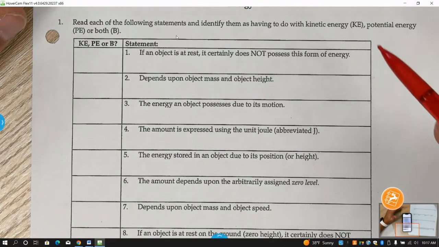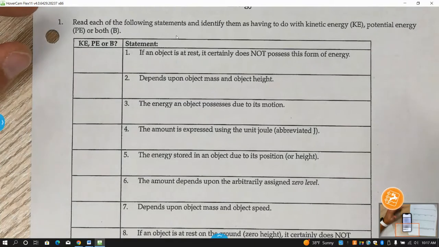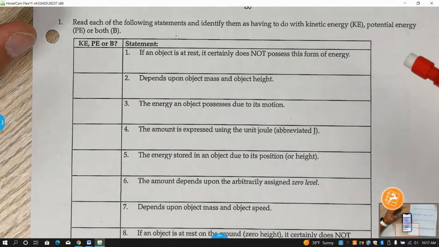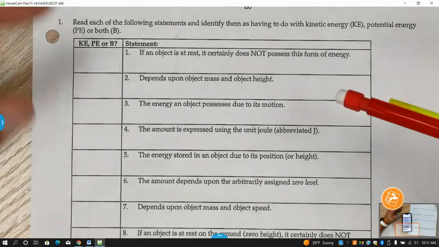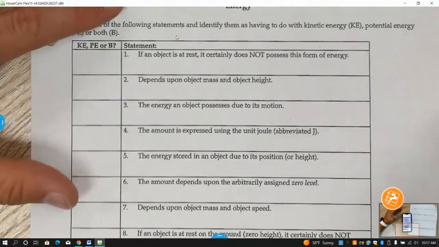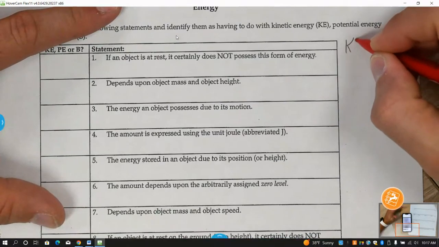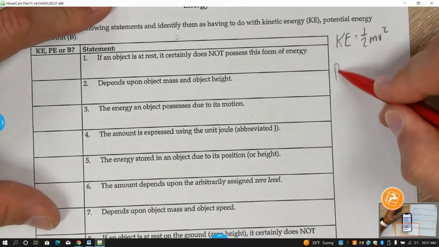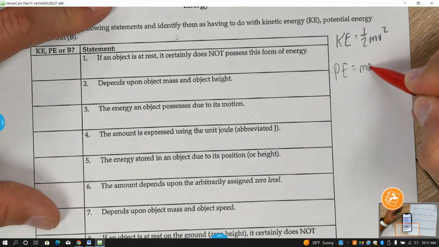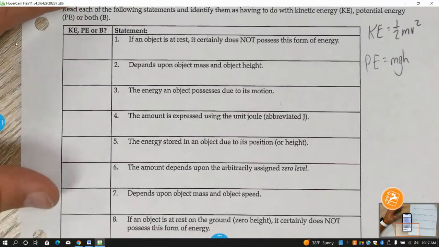Kinetic. Good, KE. Depends on the mass and height. Which one would that be? Well, they both have mass, but which one has height in their equation? PE. Good. If these are the equations, potential energy is mgh.